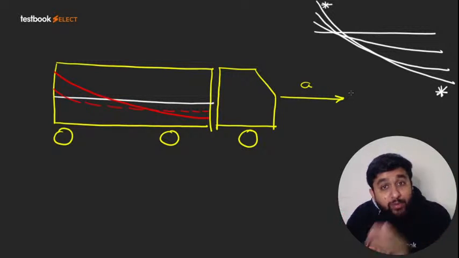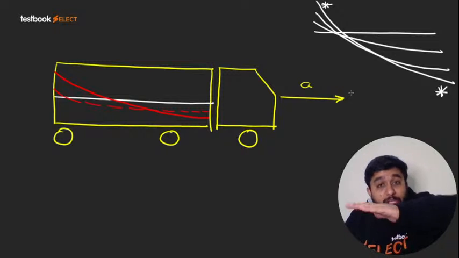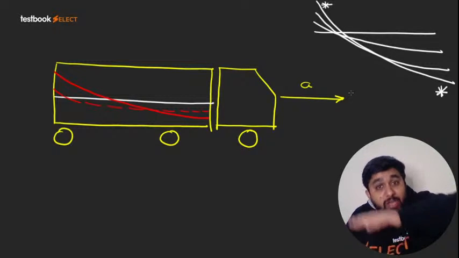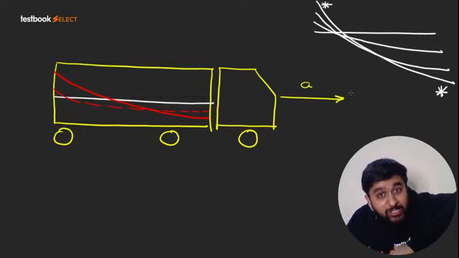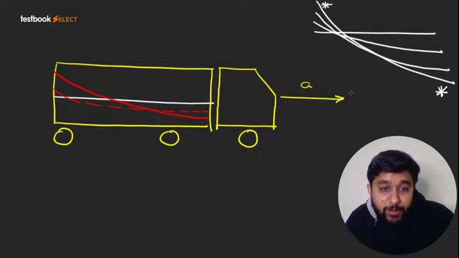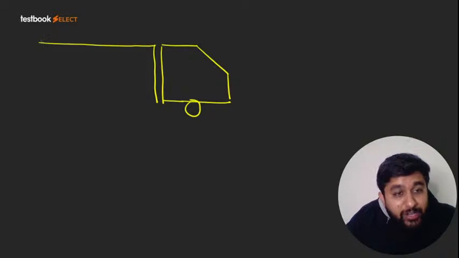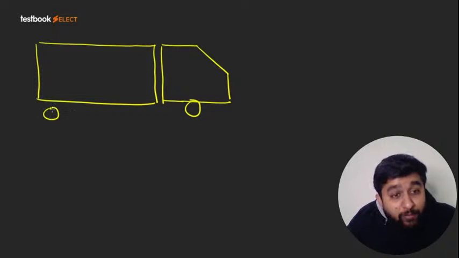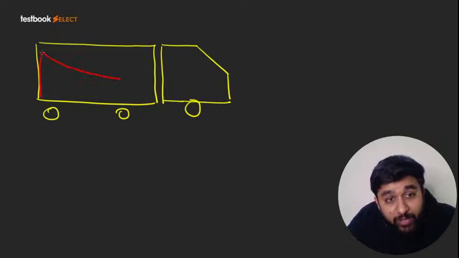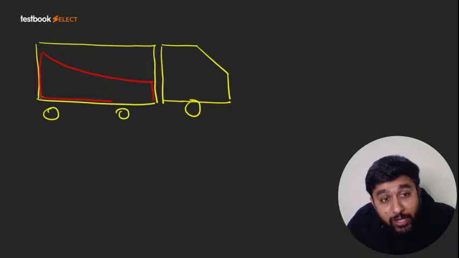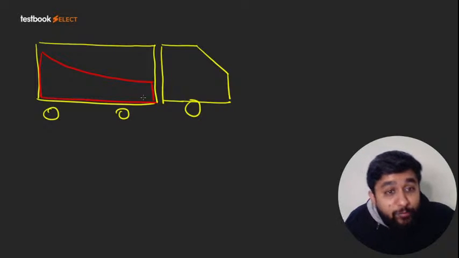So if the tanker is moving with constant acceleration, the initial shape of the oil will change, and after some initial changes, the final shape will become constant. So what we have is a situation where a tanker is moving with constant acceleration, and since the tanker is moving with constant acceleration, the final shape of the oil in the tanker is constant. Don't worry, we can very easily prove that the final shape is constant, and I have proved this many times.